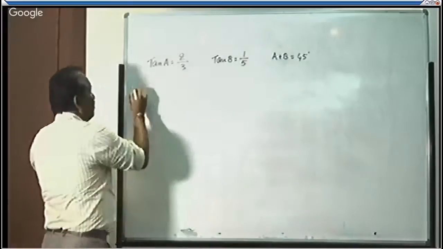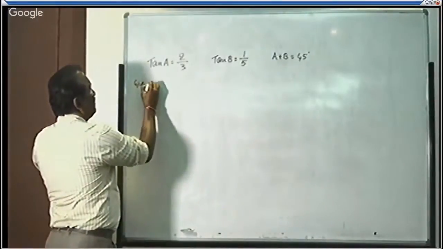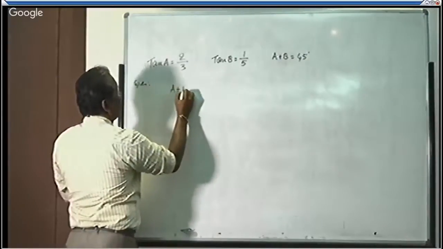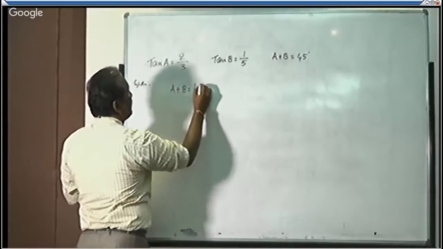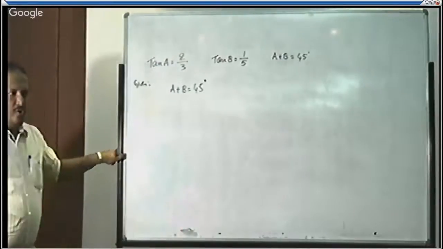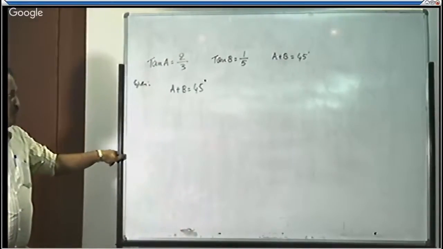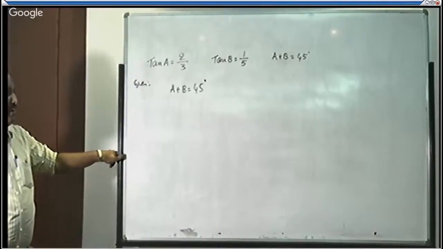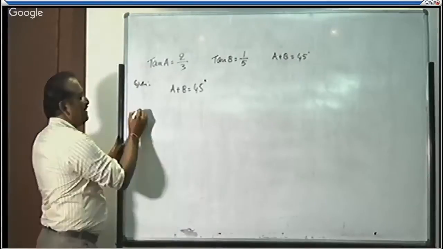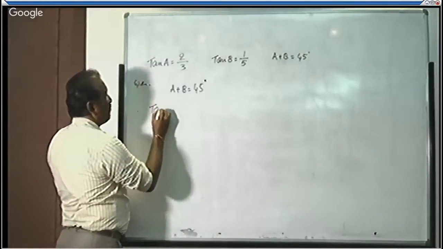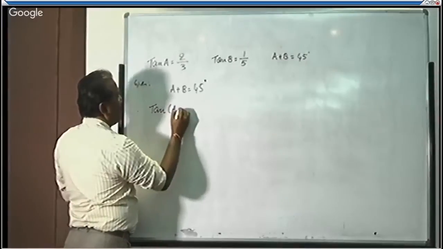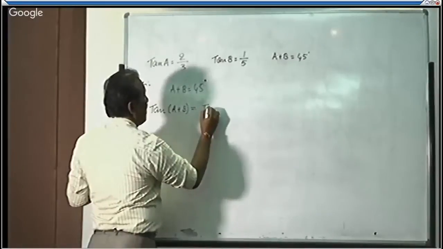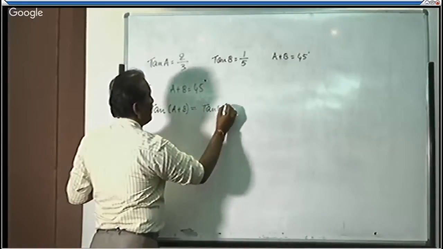So here also, you have to take what we want to prove. A plus B is equal to 45 degrees. We are going to prove A plus B is equal to 45. Again, because the given data is in the form of tan A and tan B, the tangent function, apply the tangent function on either side of the equation. You will get tan of A plus B, which is equal to tan 45 degree.